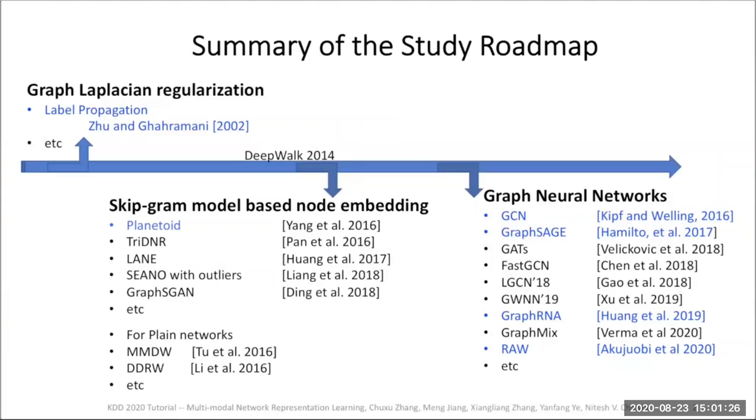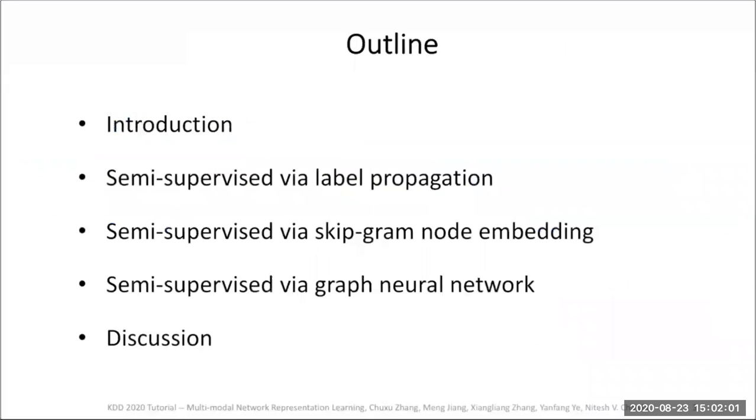In 2014, when DeepWalk was proposed, it was for unsupervised node embedding based on the skip-gram model. After that, a number of approaches have been studied for semi-supervised node embedding. I will talk about Planetoid in this tutorial. Very soon later, graph neural networks were proposed for learning the attributed network embedding. I select several representative ones. I will share with you them in this tutorial. So this is the outline of this tutorial. I will first give a brief introduction, and then I talk about 3 types of approaches, and then I will give some discussions.